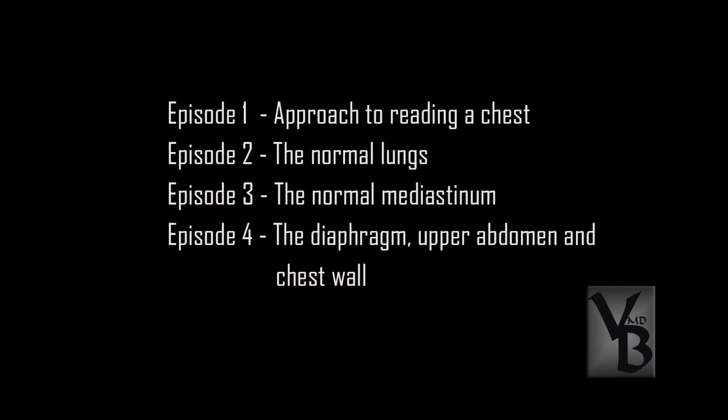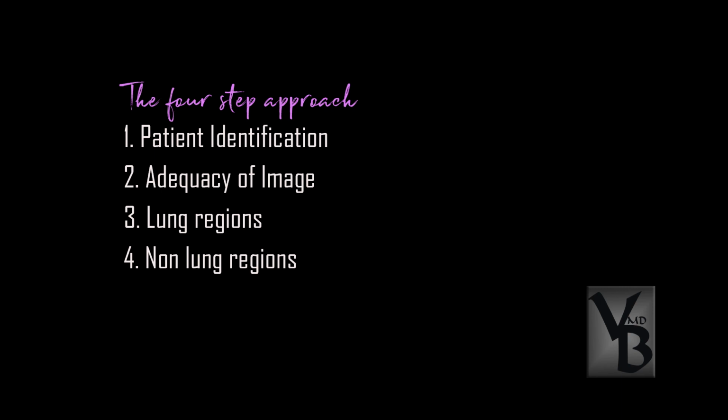So with this, in 4 episodes, we have actually learned how to look at a normal chest radiograph. In the first episode, I discussed the approach to reading a chest. Then we had a look at the normal lungs, the normal mediastinum, the diaphragm, the upper abdomen, and the chest wall. The basic four-step approach by any physician or resident would enable in picking up almost all the abnormalities that can be detected on a frontal chest radiograph.